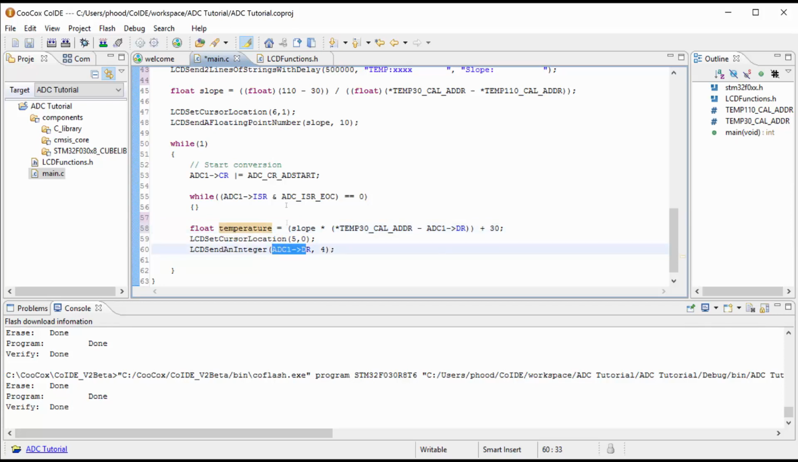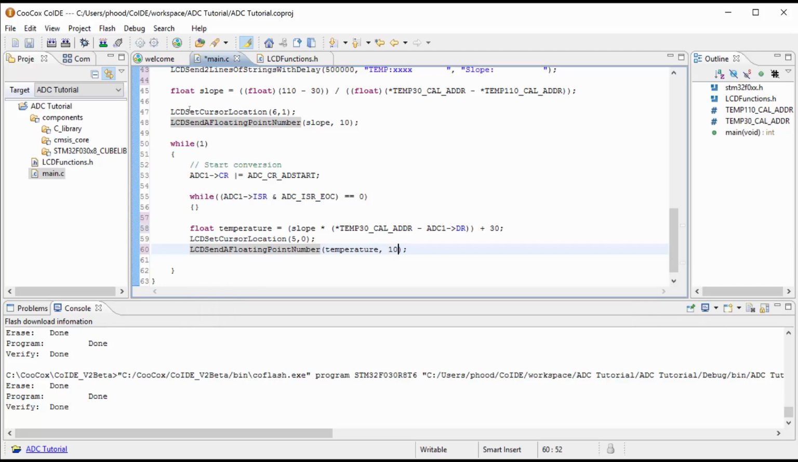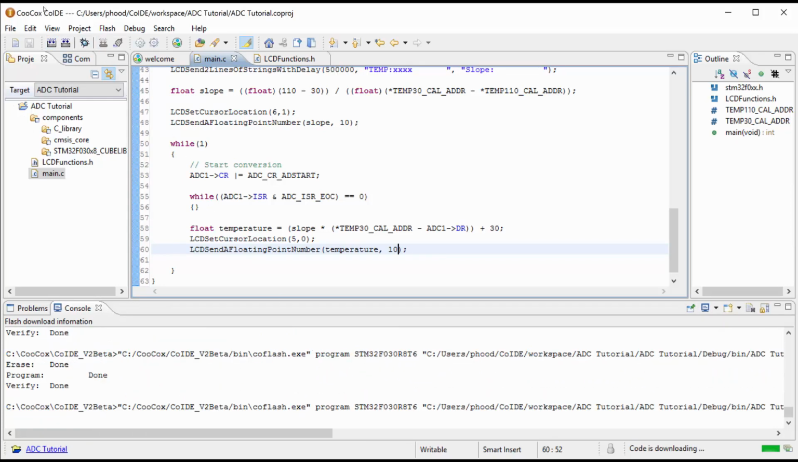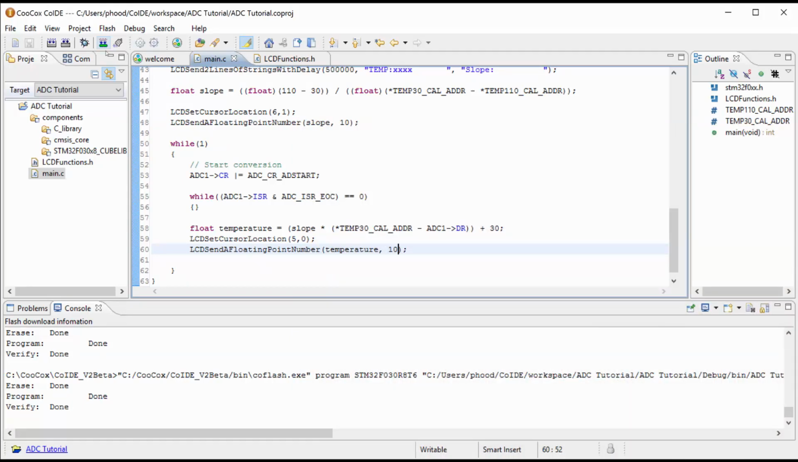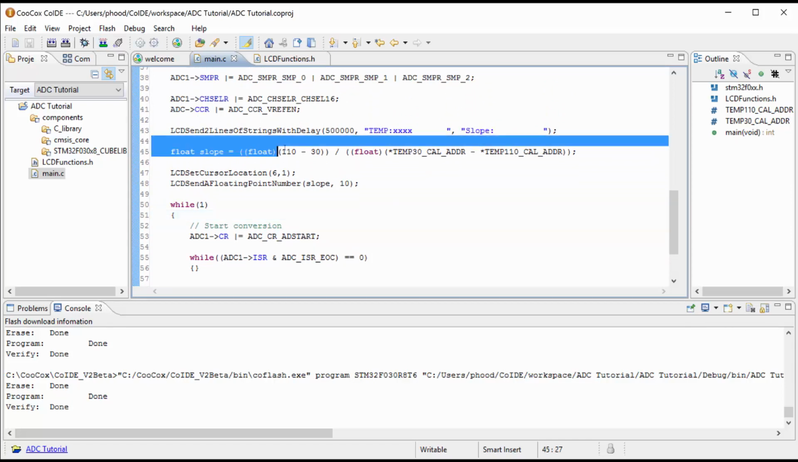And we're going to want the floating point number here instead. So we're going to be displaying a floating point number, and let's go ahead and give it 10 digits as well. So let's see what happens. No errors. Let's go ahead and flash the microcontroller. We should have around 36 degrees, and that's good. Looks like it works.